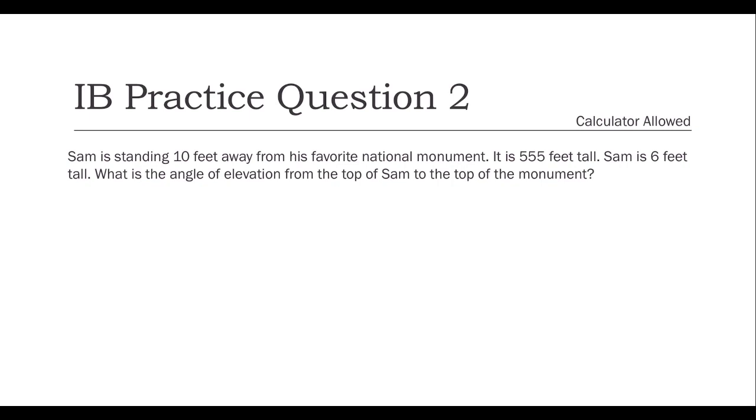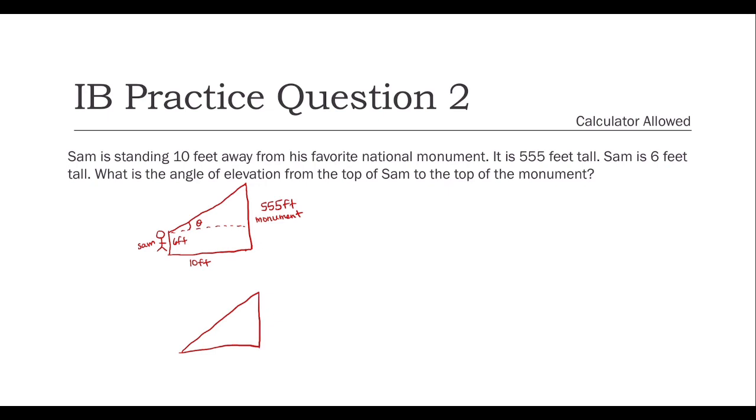We'll start by drawing our diagram. So we have Sam, and he's 10 feet away from his favorite national monument. So we'll say some monument. And the monument is 555 feet tall. Sam is 6 feet tall. And it wants to know the angle of elevation from the top of Sam to the top of the monument. So we're looking for the angle from the horizontal to the top. So this is theta. We can draw that triangle by itself down here.